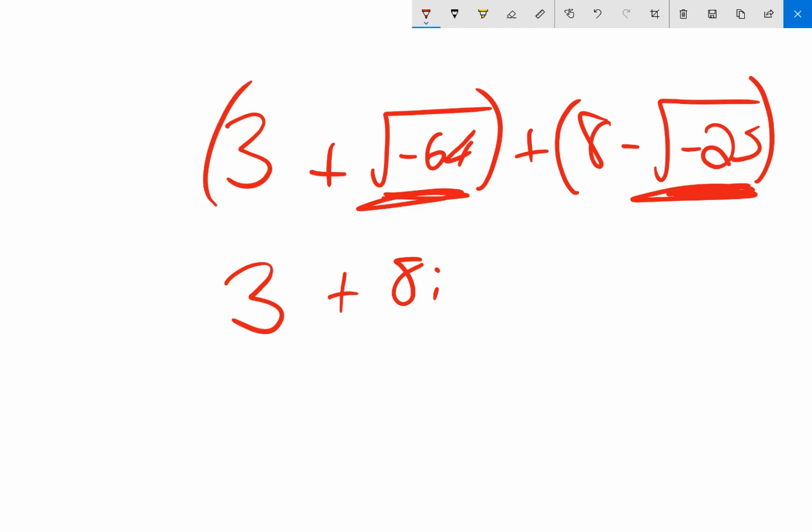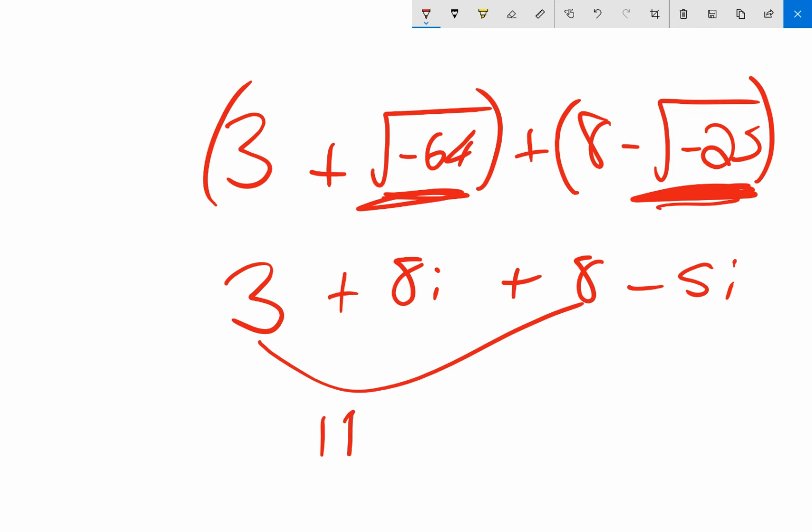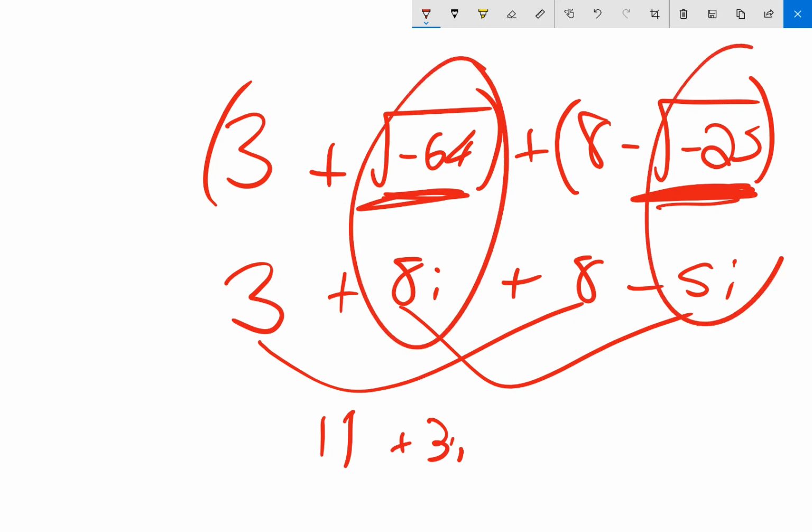So that becomes 8i, and then we're going to add 8 minus the square root of negative 25, similar. The square root of 25 is 5, but the negative on the inside makes it 5i. So now it's just combining like terms. 3 plus 8 is 11, and 8i minus 5i is 3i, so that'd be 11 plus 3i. So simplify the radicals, and then just combine like terms.